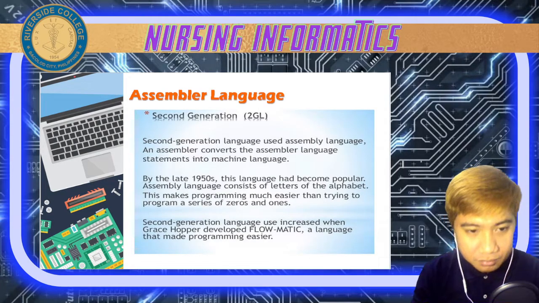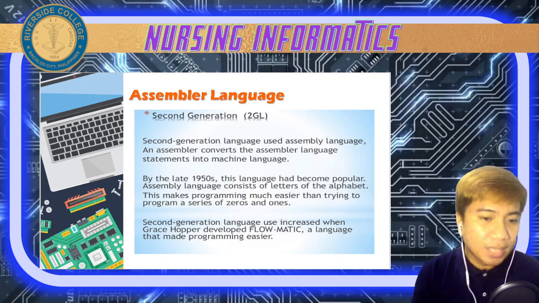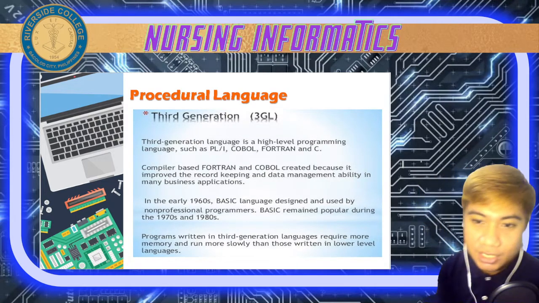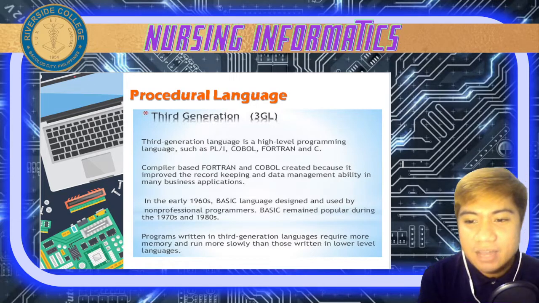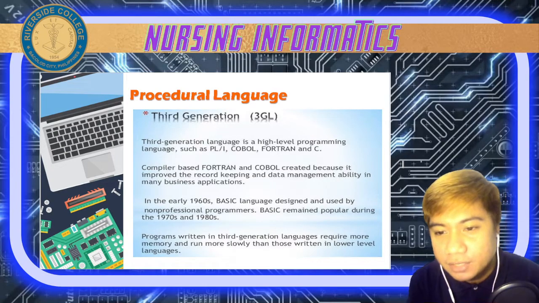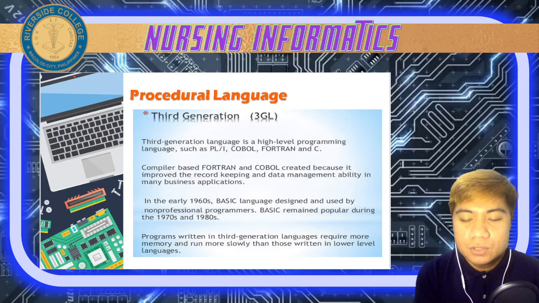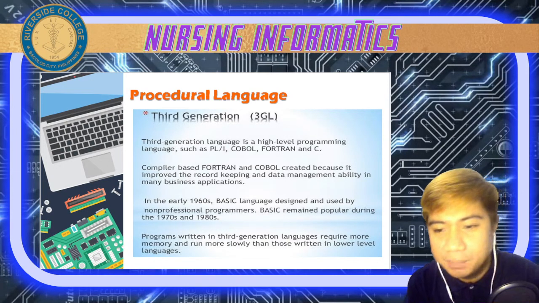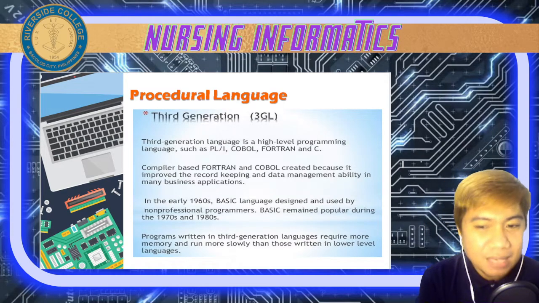Now, after the assembler language is the development of your procedural language or your 3GL. It is a high-level programming language such as your PL, we have your COBOL, your Fortran, and your C. Compiler-based Fortran and COBOL were created because they improved the record-keeping and data management ability in many business apps.